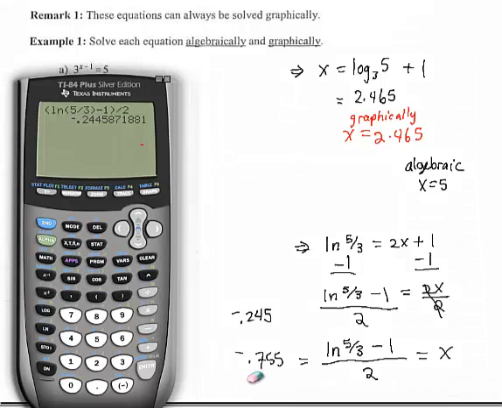So my 2 solutions algebraically and graphically do check out. So this was graphically the intersection. This one. And it's identical to the algebraic one. Alright.